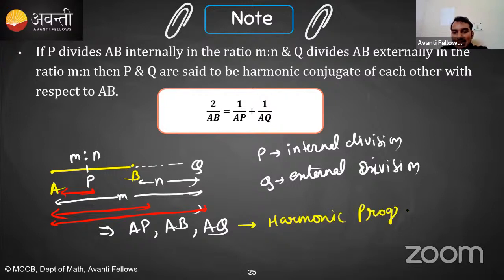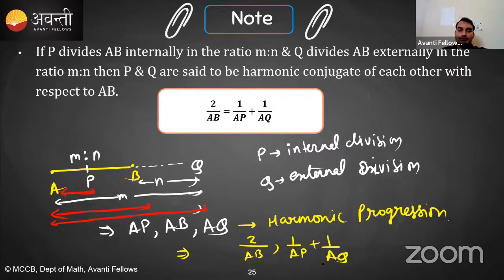In the sequence and series chapter we will look into what harmonic progression is. But for now just remember that if point P is dividing AB internally m is to n, and point Q is dividing externally m is to n, then the lengths AP, AB and AQ are in HP. It means 2 upon AB is equal to 1 upon AP plus 1 upon AQ. Is this clear?